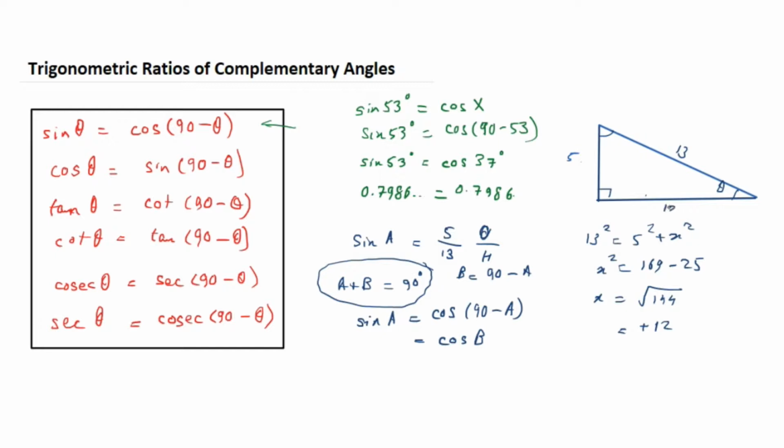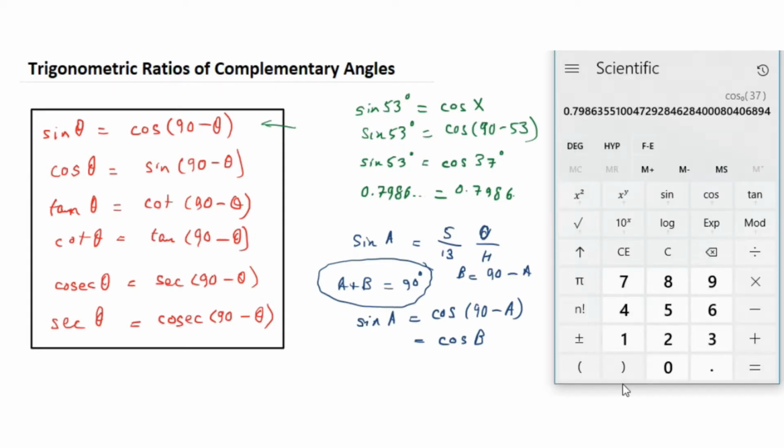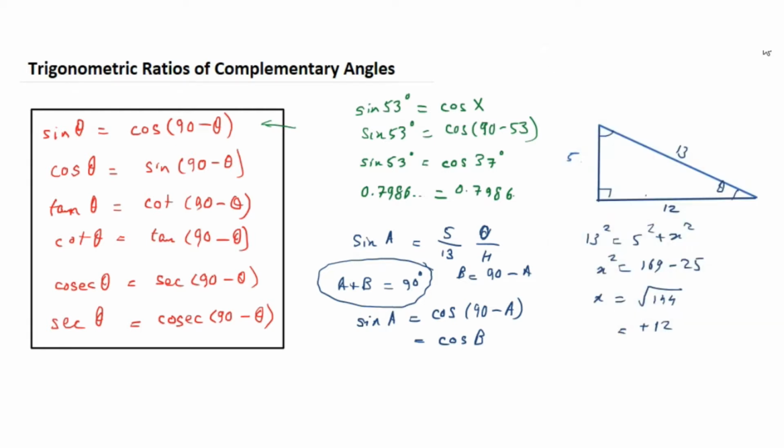And let's try and find out what this angle is. Let's bring up the calculator again. We know that sine of the angle is 5 over 13. So let me clear this. We've got 5 divided by 13, and that gives me 0.3846. Now let's take the inverse of that. So sine inverse of that is 22.619 degrees.